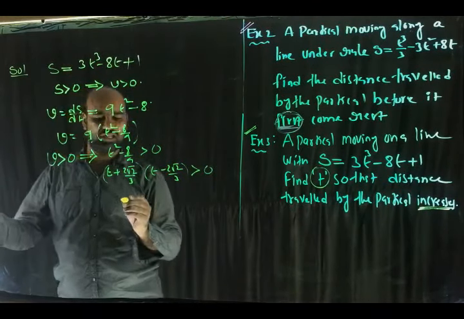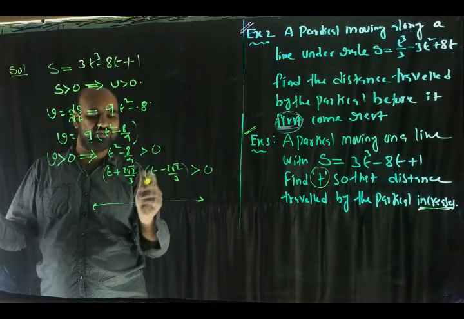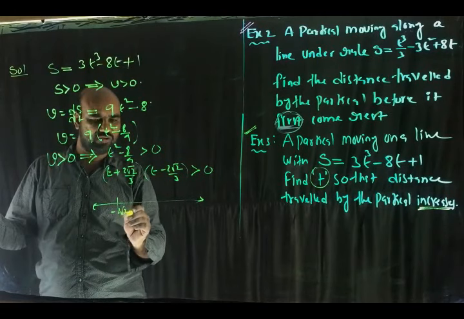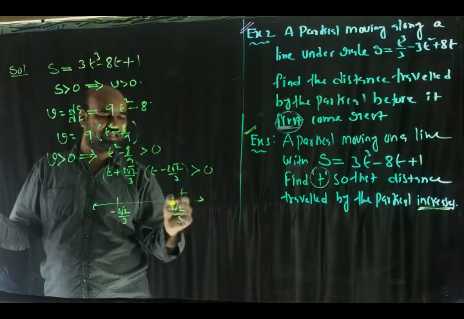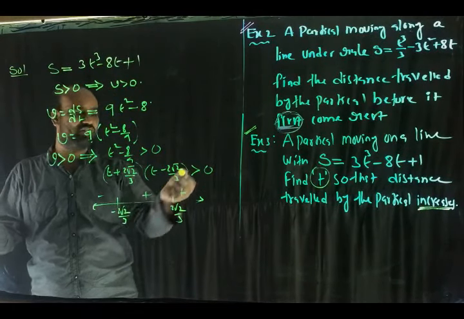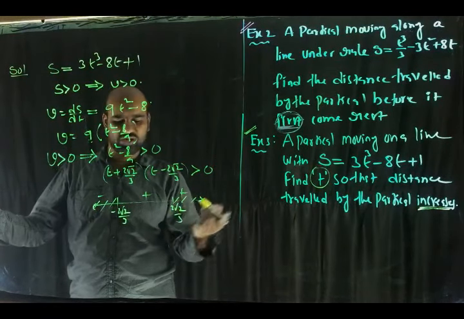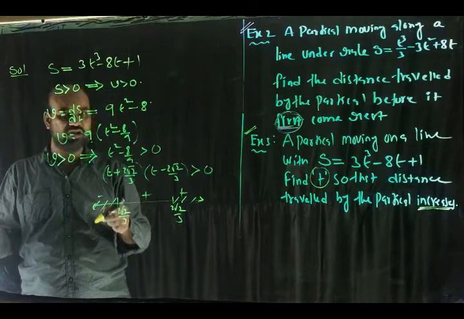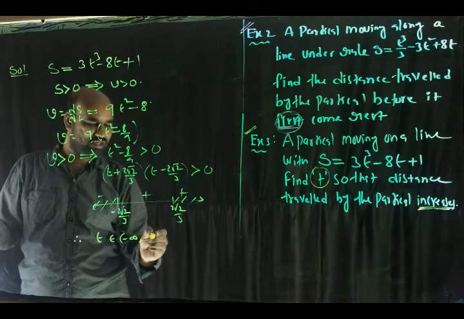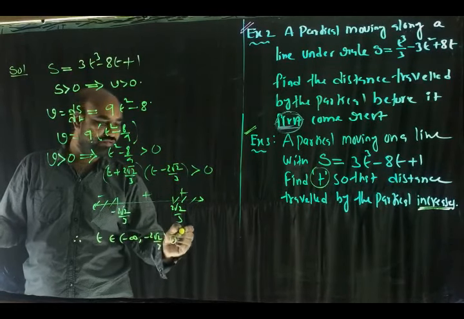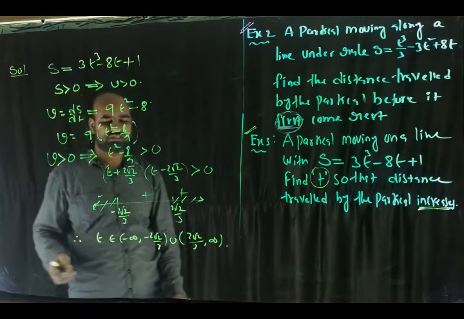So this simple inequality we can solve using the number line concept. Two linear brackets are there; find the zero of each bracket. Here minus 2 root 2 by 3, here 2 root 2 by 3. Signs plus, minus, plus, so we want the greater than region. Therefore, t belongs to minus infinity to minus 2 root 2 by 3, union 2 root 2 by 3 to infinity. For these intervals.